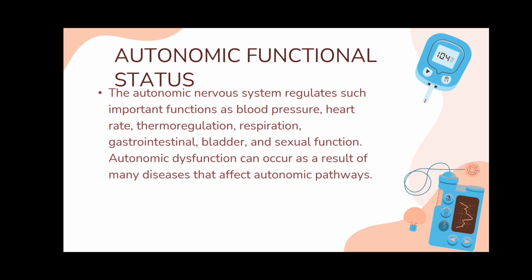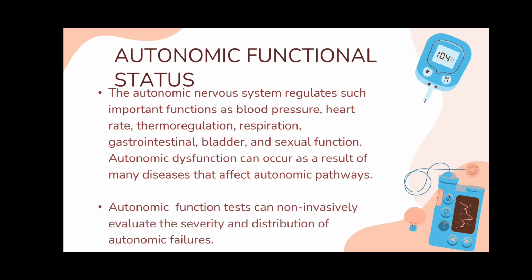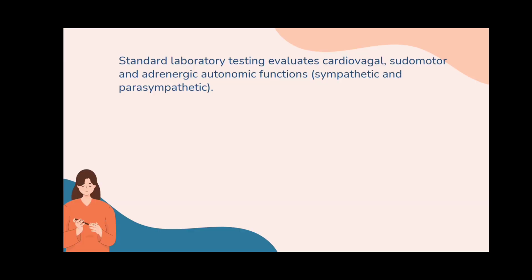The autonomic nervous system regulates such important functions as blood pressure, heart rate, thermoregulation, respiration, gastrointestinal, bladder, and sexual functions. Autonomic dysfunction can occur as a result of many diseases that affect autonomic pathways. Autonomic function tests can non-invasively evaluate the severity and distribution of autonomic failures.